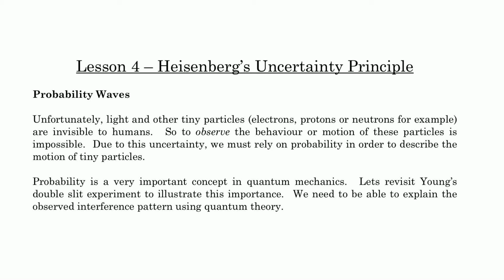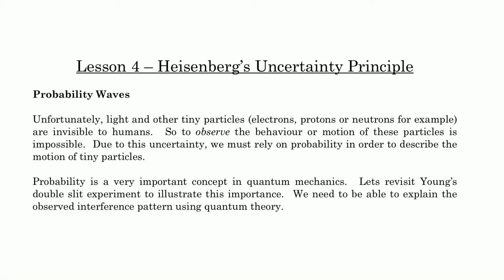Okay, here's lesson number 4, and this is all about the uncertainty principle. Heisenberg is the man we have to thank for all of this interesting stuff that's about to follow. Really, light and other tiny particles are tiny, teeny, teeny, tiny, and they're invisible to us humans, to the naked eye. Even on smaller scales, they're invisible to us as well. We can't directly observe an electron or a proton or a neutron.